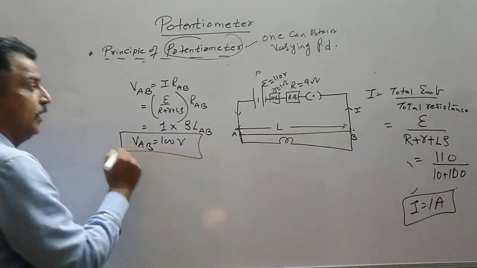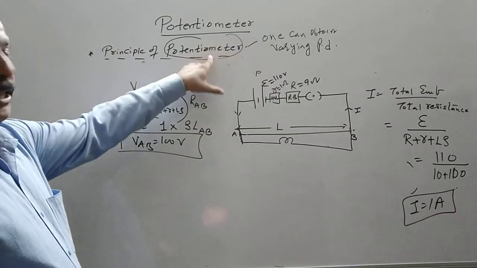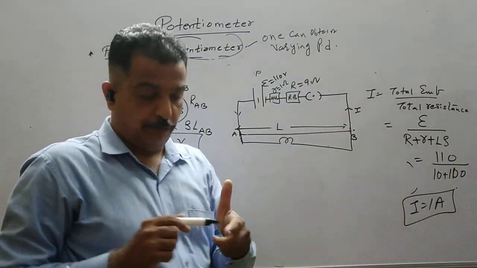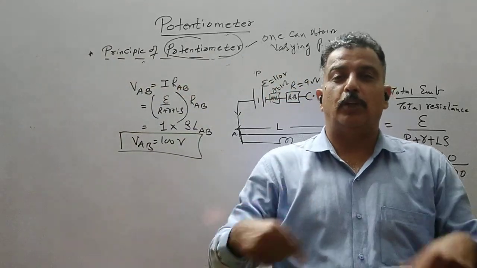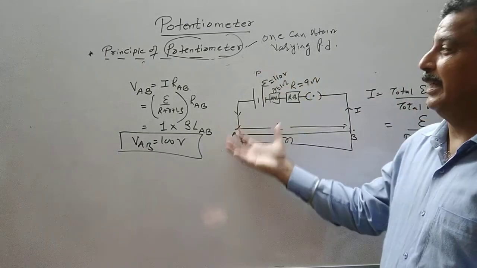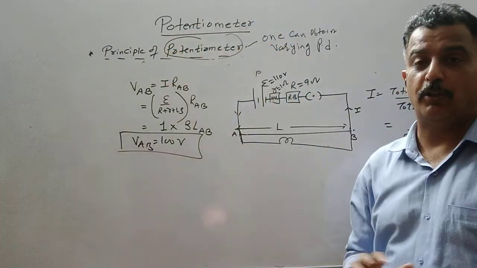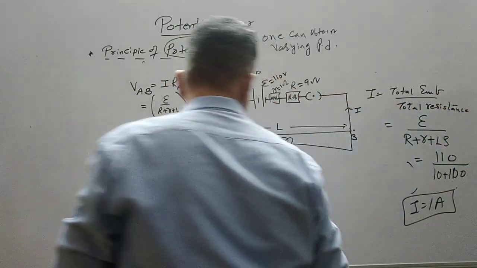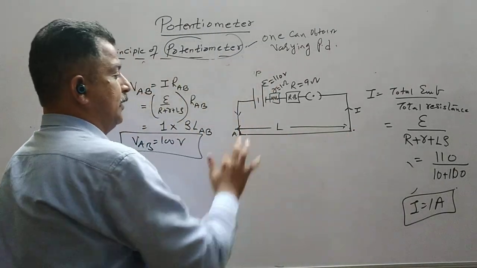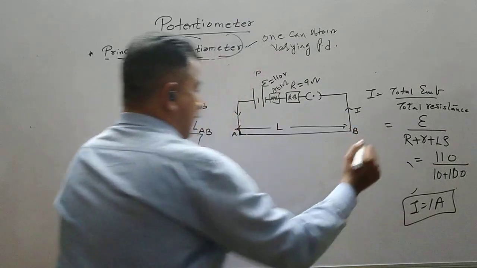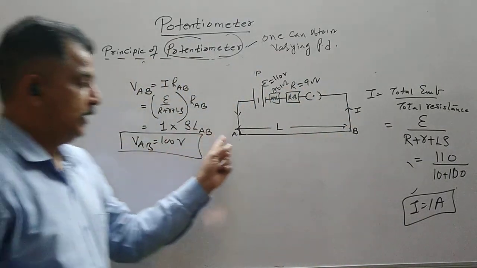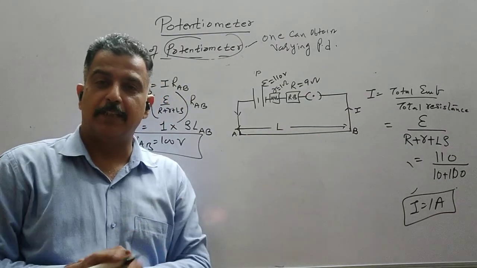Now let us see how with the potentiometer we can obtain varying potential difference. So one use is you can obtain varying potential difference as well. This concept will also become the principle of the potentiometer. Now suppose I connect this bulb. So it is understood that across this point AB, the potential difference is 100 volt.